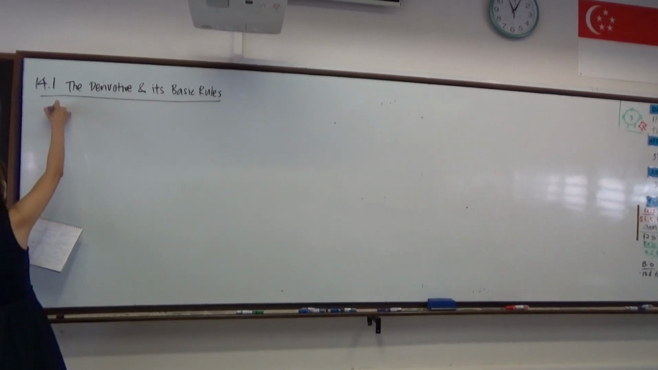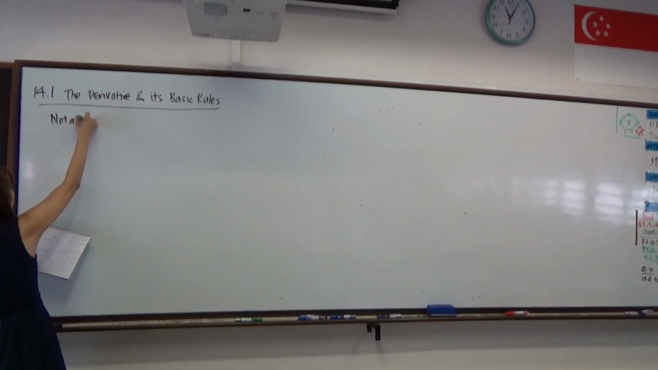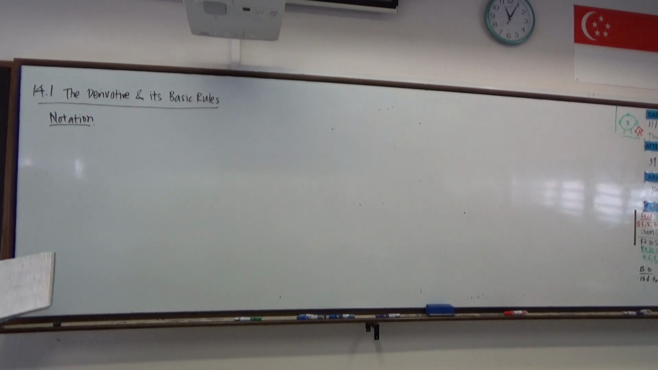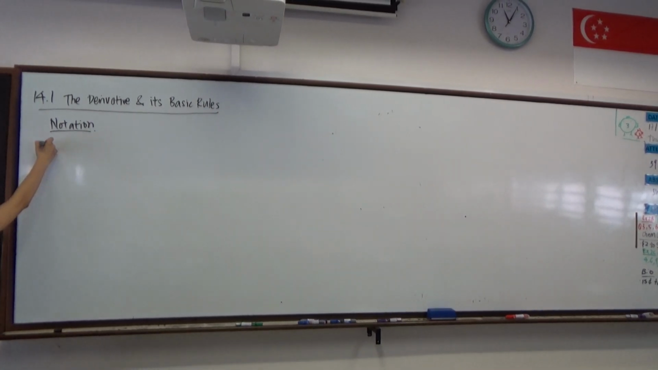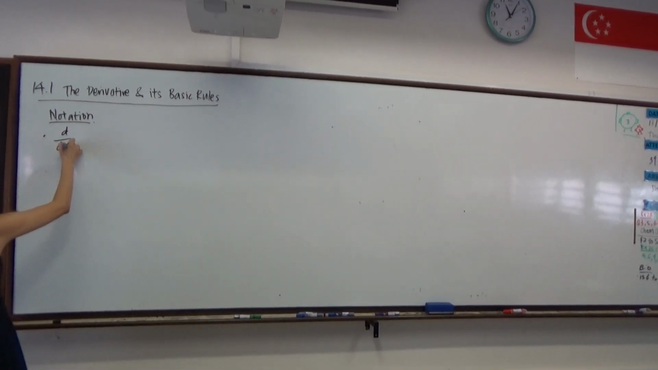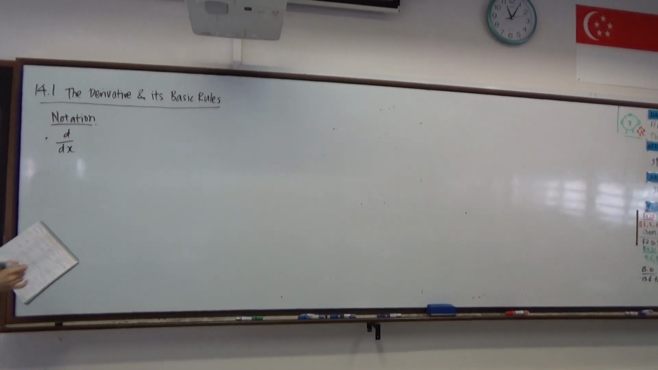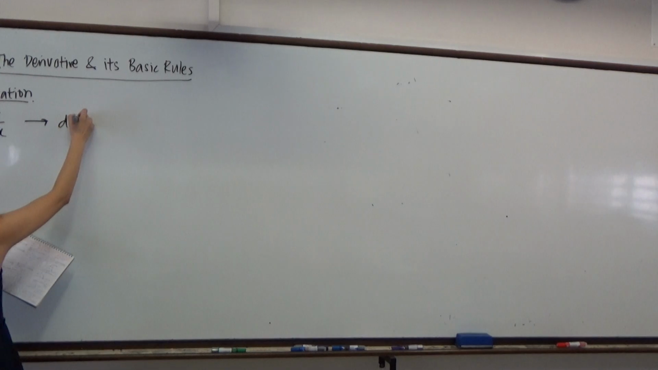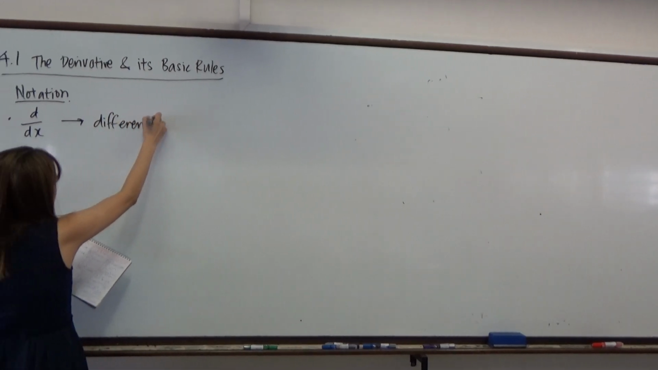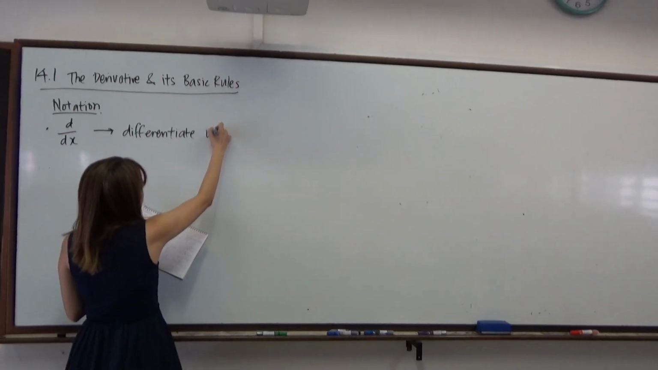Okay, but before we do the basics, we need to understand the notation. So for notation wise, we will usually use this symbol d over dx, right? So this actually means that it is differentiate with respect to x.